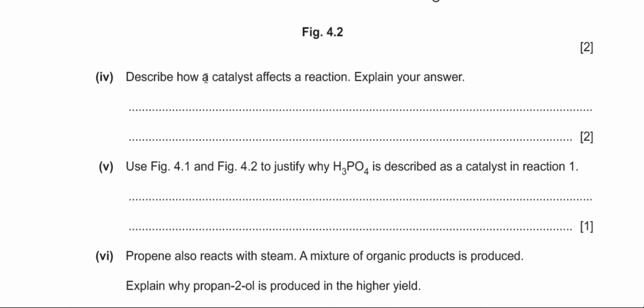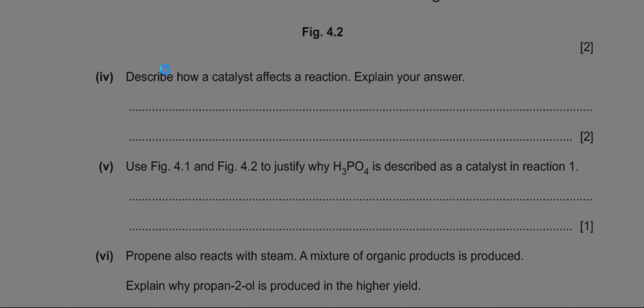He said, describe how catalysts affect the reaction. Simplest answer, we can say by decreasing the activation energy. First of all, describing how catalysts affect, we can say it speeds up the chemical reaction. How? By providing an alternative route and decreasing the activation energy. Or I'm going to write here.